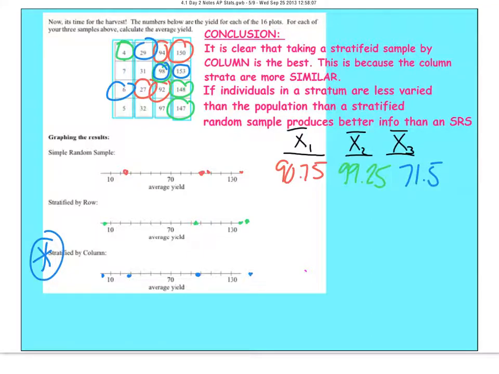And if you look at this in terms of the shape, this is going to be more representative of somewhat of a symmetric distribution here. So what we're seeing is that stratification by the column gives us more stability and a more accurate average than using SRS or stratifying by row.